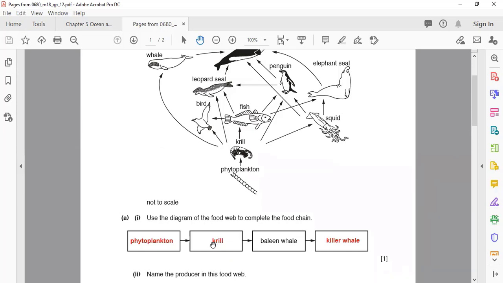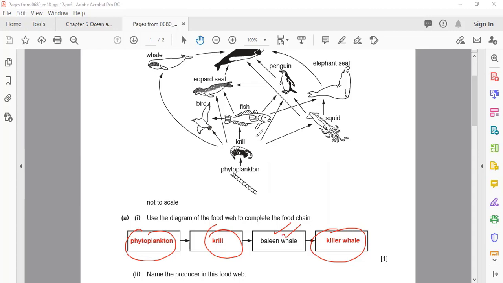Now in the exam, they will give you only this one, these two blanks, 1, 2, 3. This one is blank, this one is blank, this one is blank. They will give only this one, and you have to find the answer for this one. For example, we have to see that baleen whale.